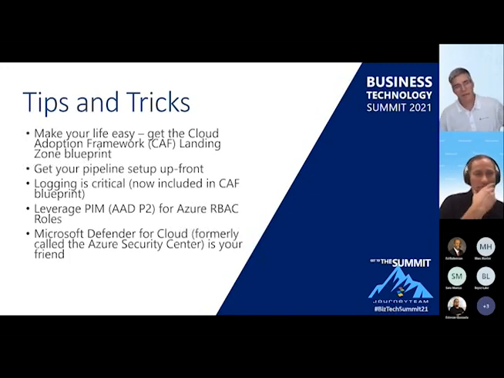I've already given you the trick, but a tip is to just get that landing zone in place as part of the cloud adoption framework, and then it basically allows it so there's less work to be done when you do want to decide where it goes. You don't have to set up a resource group, a virtual network, and policies. They're already there.